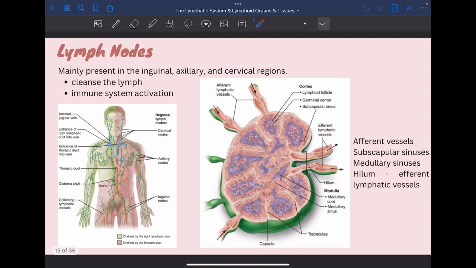Now, moving on, we can look at each and every single organ. We'll discuss the lymph nodes, the spleen, the mucosa-associated lymphoid tissue, and finally the primary lymphoid organ, the thymus only, because the bone marrow was previously discussed.